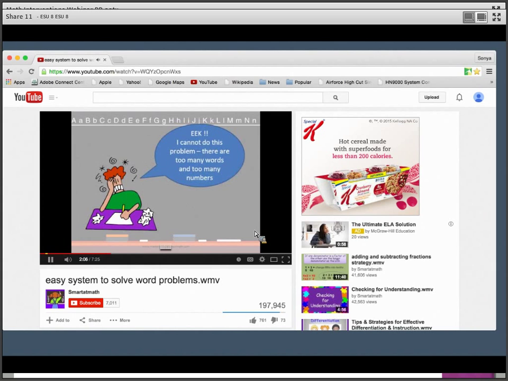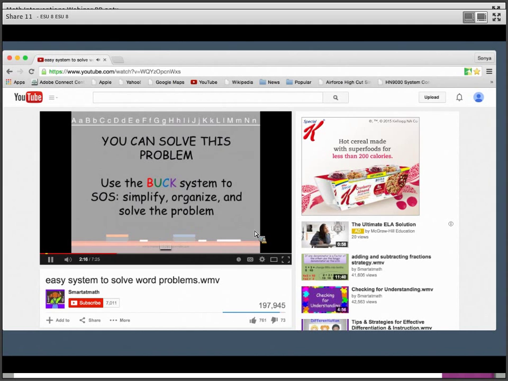Some students might go, eek, I cannot do this problem. There are too many words, too many numbers. Oh, what am I going to do? Take a deep breath. Yes, you can solve this problem because you are going to use the BUCK system to SOS: simplify, organize, and solve the problem. You're going to break this problem down and make it easier for you to do.